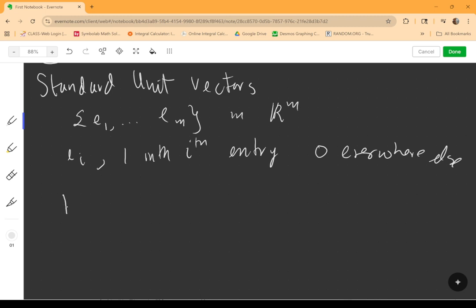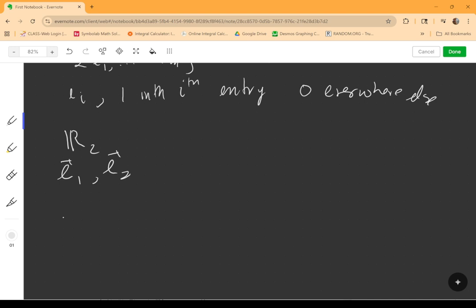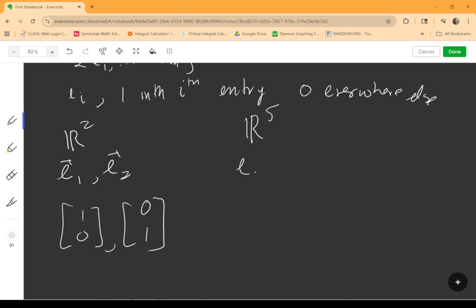Okay, so let's say we were in R2. R2 is going to have 2 standard unit vectors, which we call E1 and E2. These look like this: 1, 0 and 0, 1. And similarly, R5 is going to have 5 standard unit vectors.